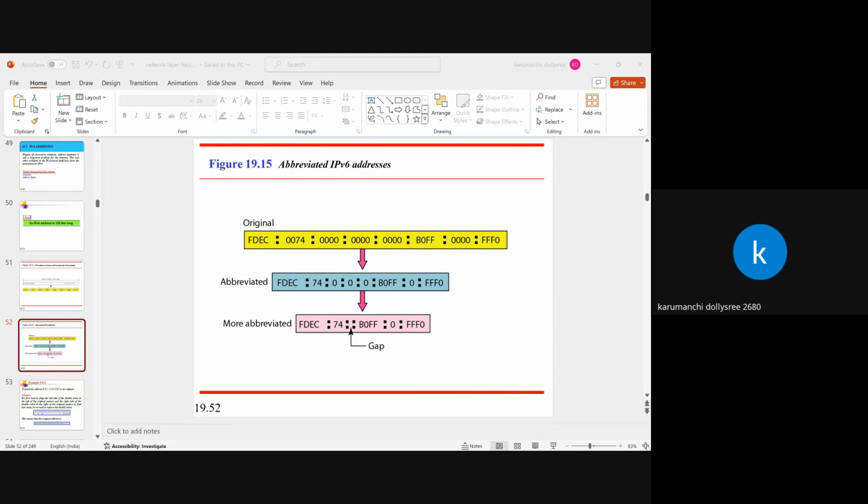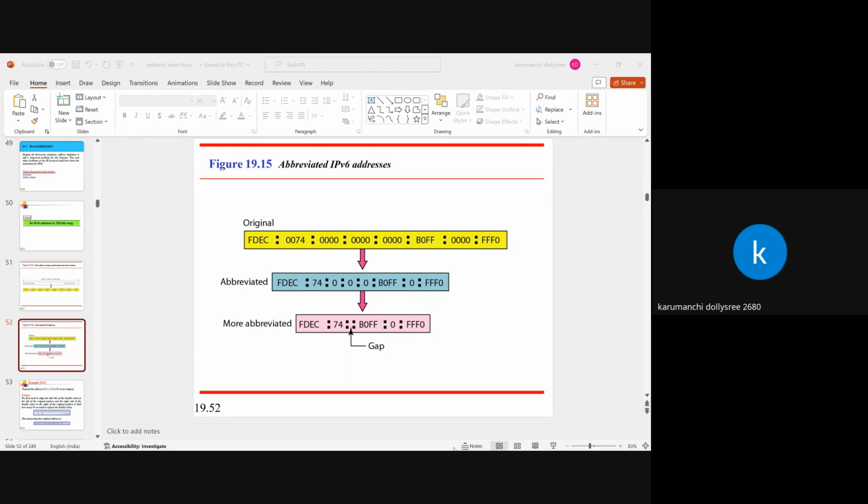So using this form of abbreviation, instead of writing 3 different zeros, we have included 1 colon, right? So this is how we can do it.